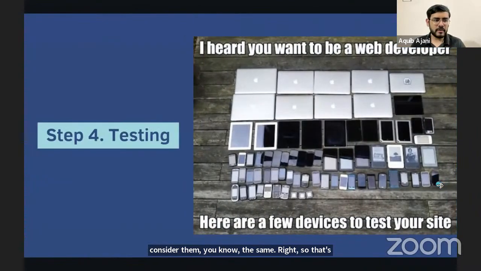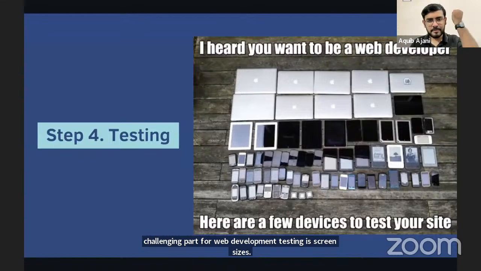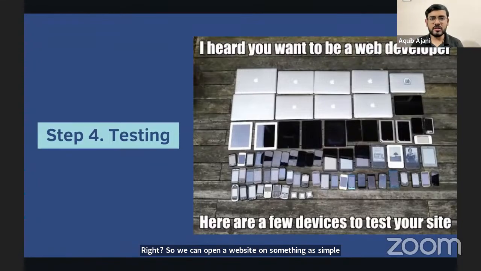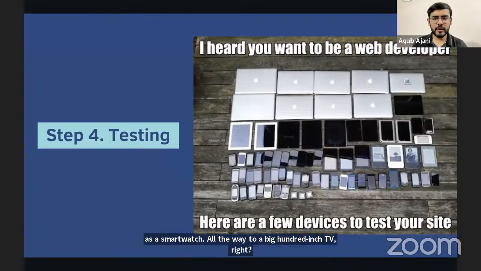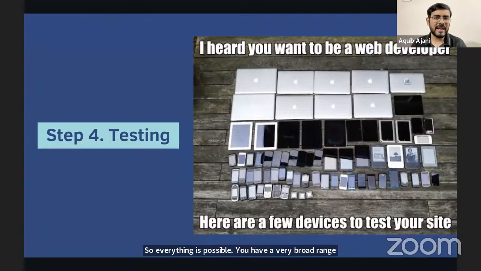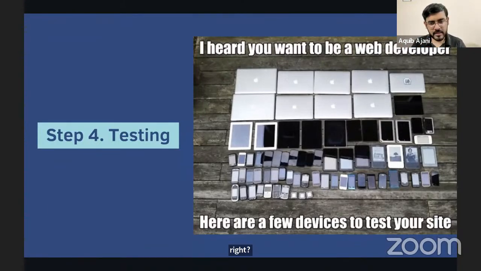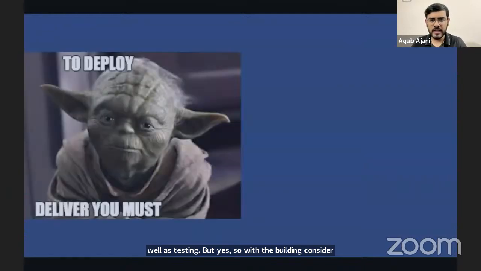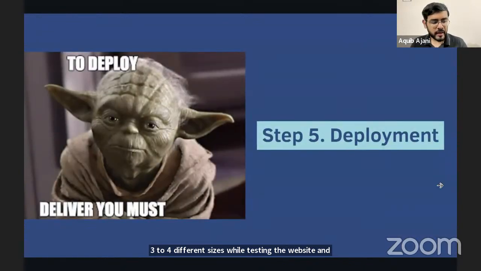Then the next step after development is where we test the application. And again, you can see the image here. The most important or the most challenging part for web development testing is screen sizes, right? So we can open a website on something as simple as a smartwatch all the way to a big 100-inch TV, right? So everything is possible. You have a very broad range of devices. It's not like a mobile application curated for a mobile phone or designed specifically for a device, right? So that's the biggest challenge, both in development as well as testing. But yes, we typically consider 3 to 4 different sizes while testing the website and also while developing. We have also discussed that. That is called responsiveness.